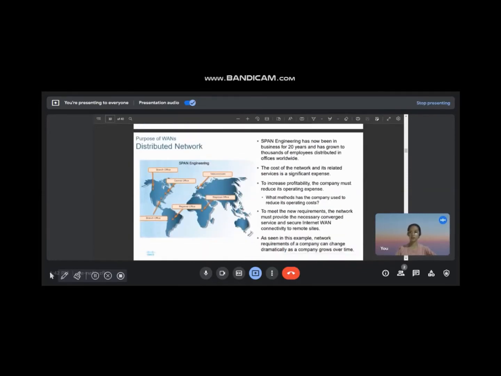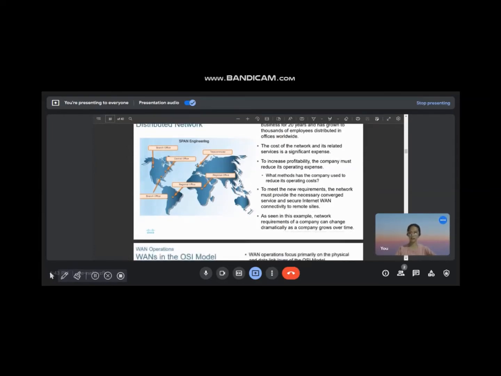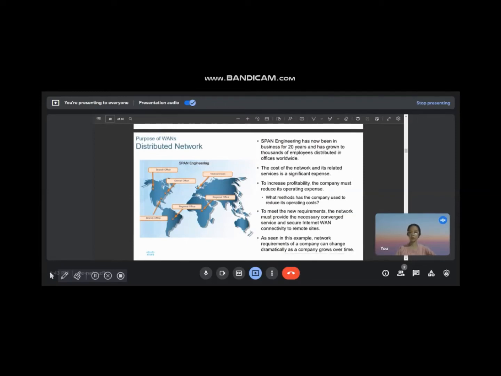Next is the distributed network. Span Engineering has now been in business for 20 years and has grown to thousands of employees distributed in offices worldwide. The cost of the network and its related services is a significant expense. To increase profitability, the company must reduce its operating expense. To meet the new requirements, the network must provide the new necessary converged services and secure Internet WAN connectivity to remote sites. As seen in this example, network requirements of a company can change dramatically as a company grows over time.